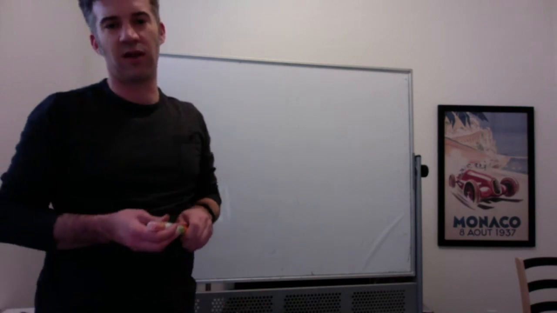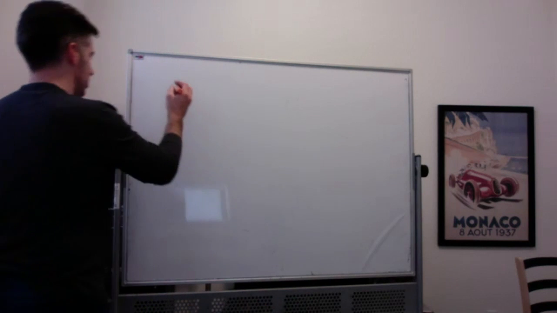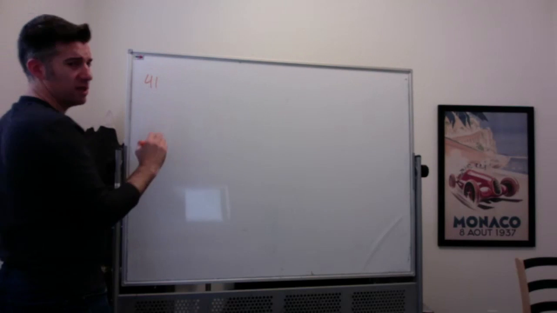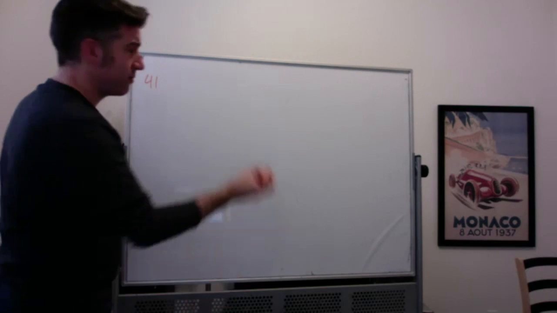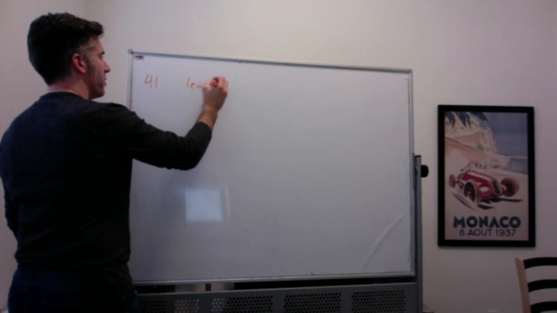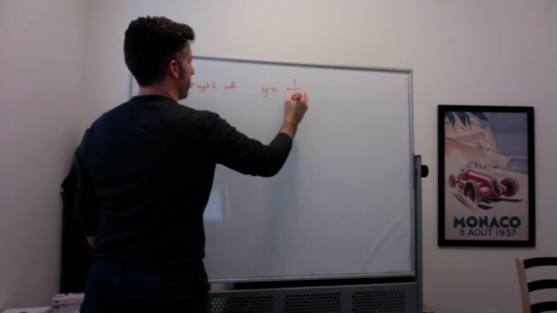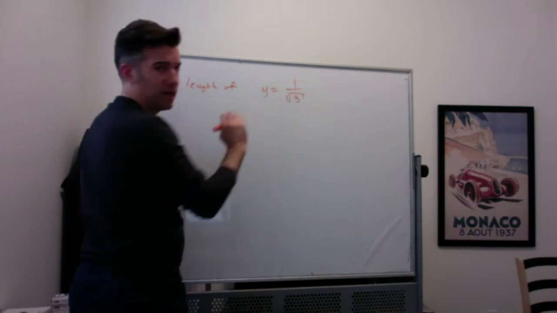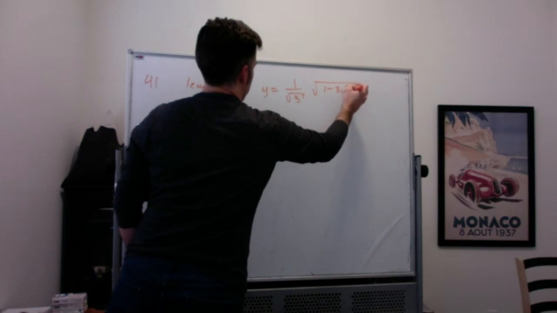So let's look at 41, and I'll even not change the numbers just to be super exciting. So problem 41 from the WeBWorK. So again, we're asked to find the arc length of y equal to 1 over root 3 times the square root of 1 minus 3y squared.